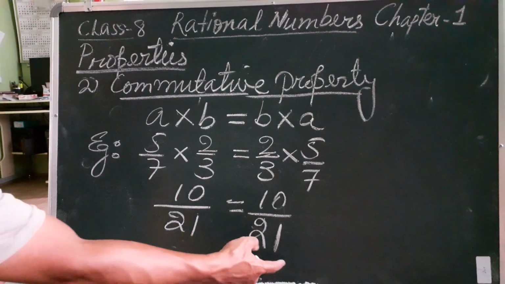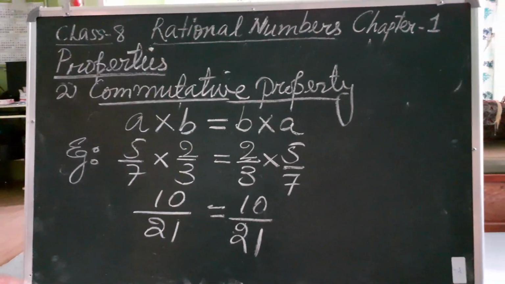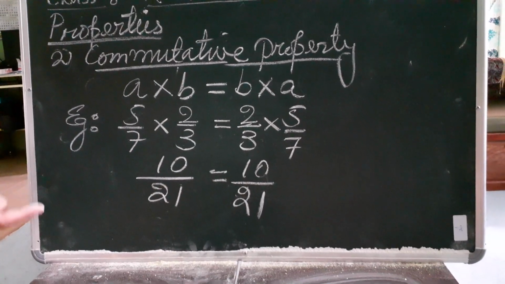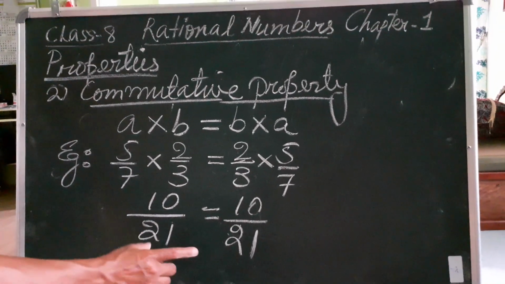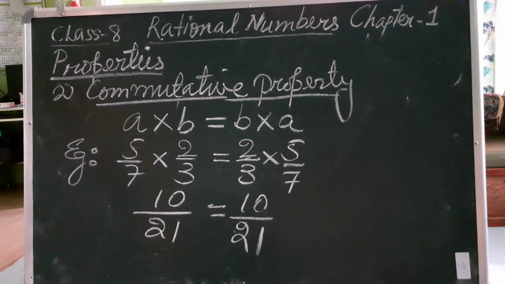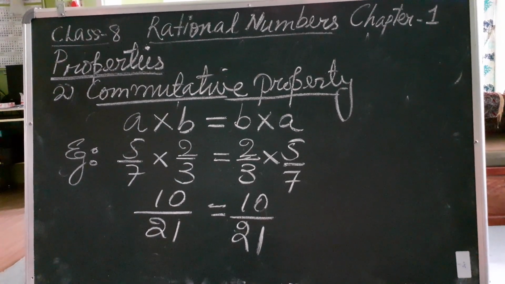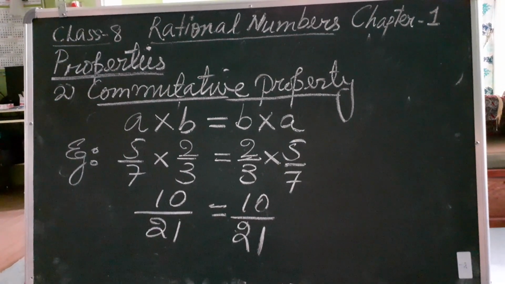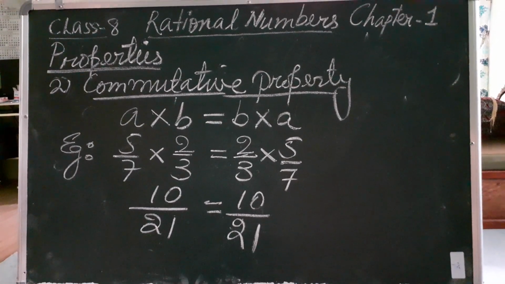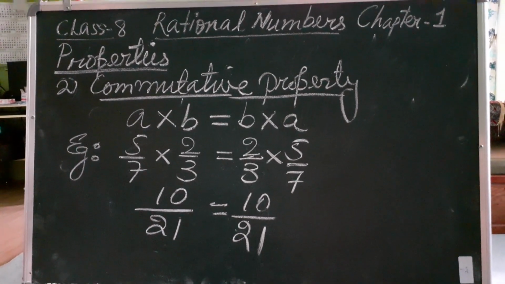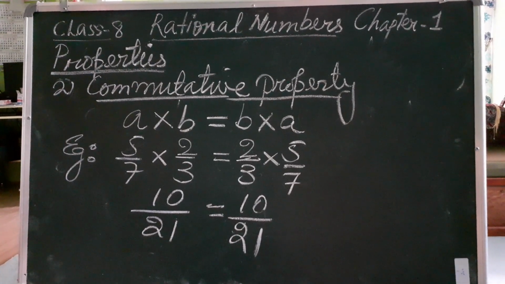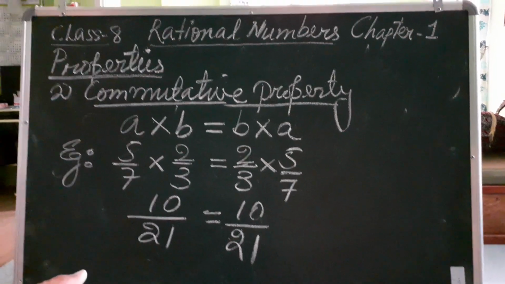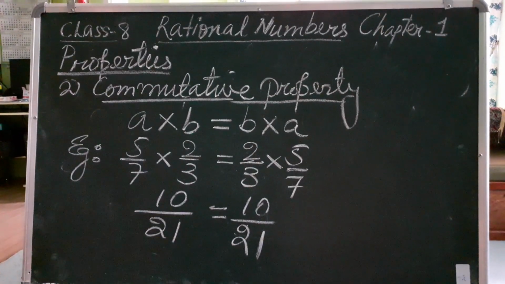Left hand side and right hand side are equal. This means that if you change the order of rational numbers while multiplying, the product remains the same. This is called the commutative property of multiplication. The commutative property is not true in case of subtraction and division.